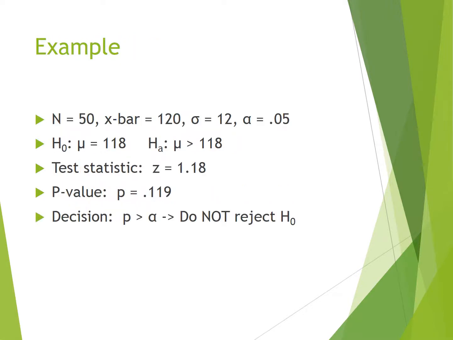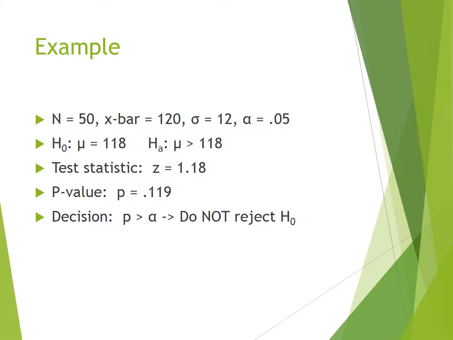So let's look at entering this data. N is 50. Sample mean is 120. Sample standard deviation is 12. Significance level is 0.05. My null hypothesis is mu is equal to 118. The alternative is mu is greater than 118. Again, we've got another right tail test.